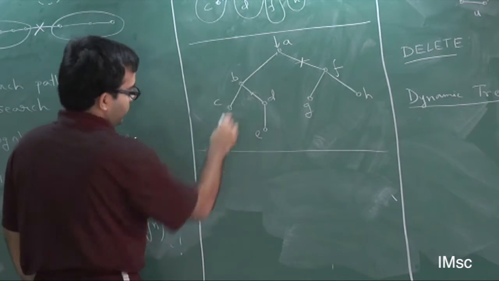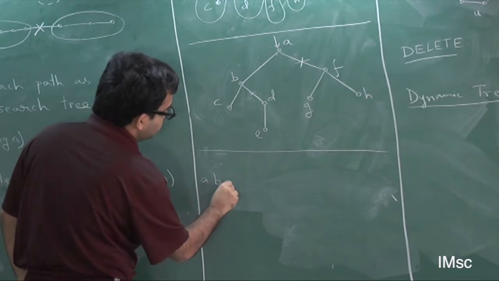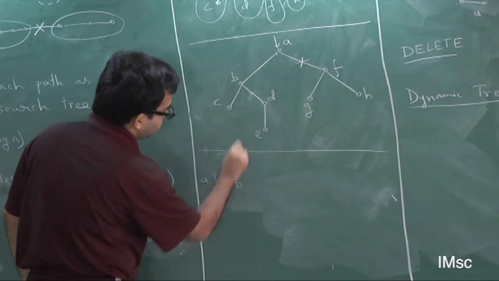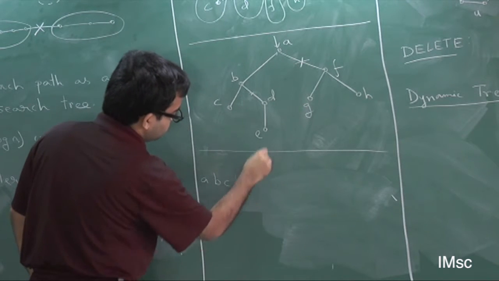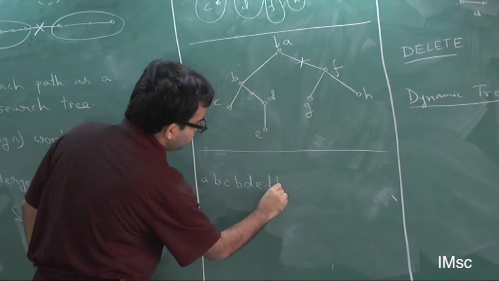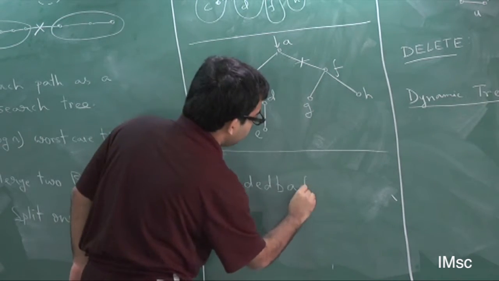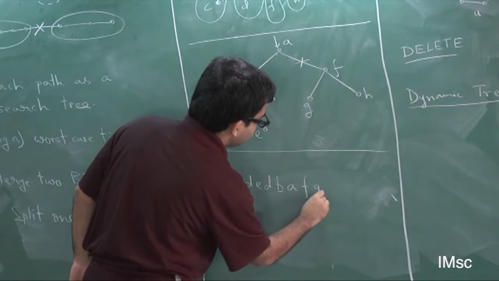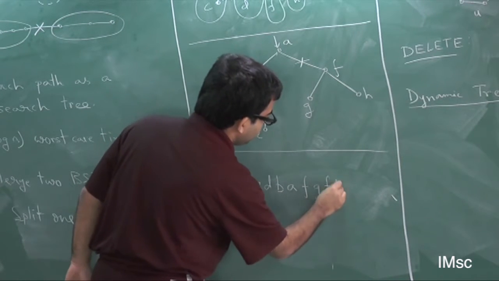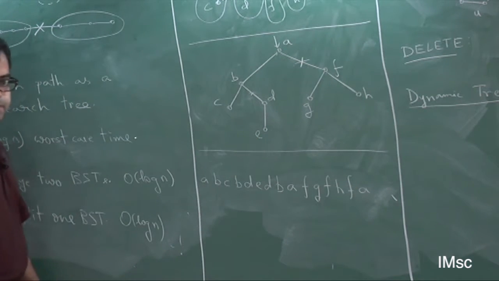So, from A you go to B, then C, then you come back to B, then you go to D, then E, then again D, then you go to B, come back to A, then you go to F, G, come back to F, H, come back to F, A. Now, it is clear.